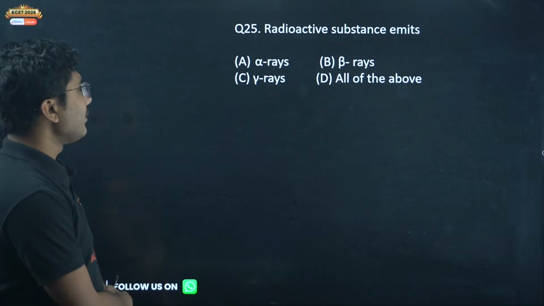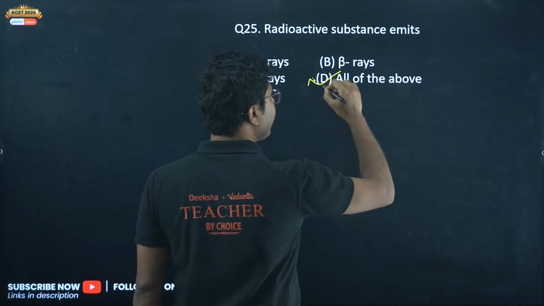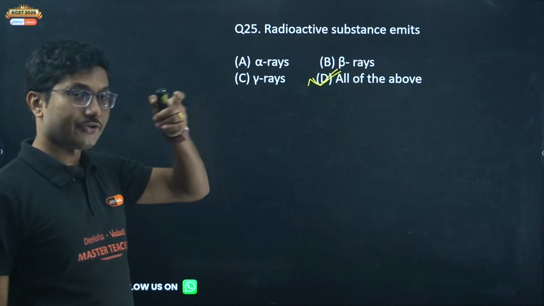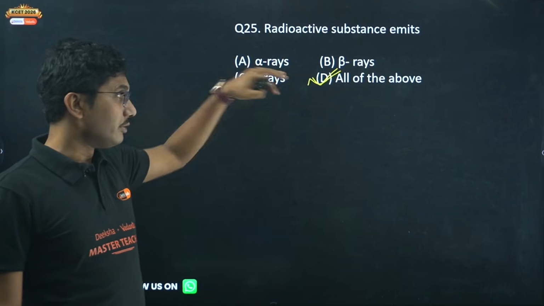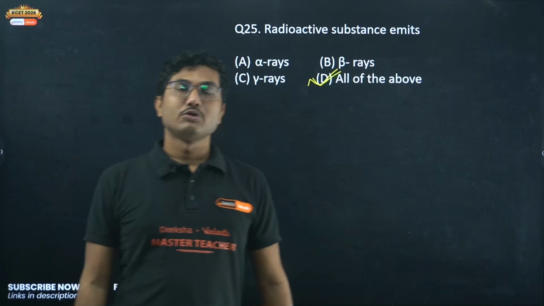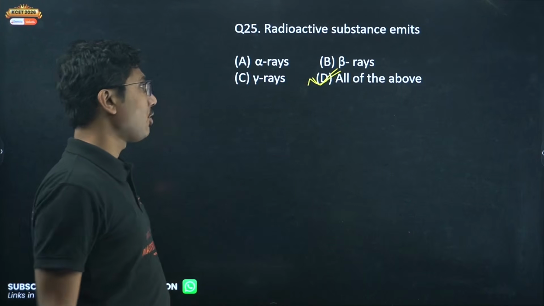Next, radioactive substances emit alpha rays, beta rays, gamma rays, or all of the above. So radioactive emission emits all of these radiations. Make sure if you see this kind of question, you do not forget the all of the above option. All of the above option can be correct. So make sure that you have gone through all these options properly.